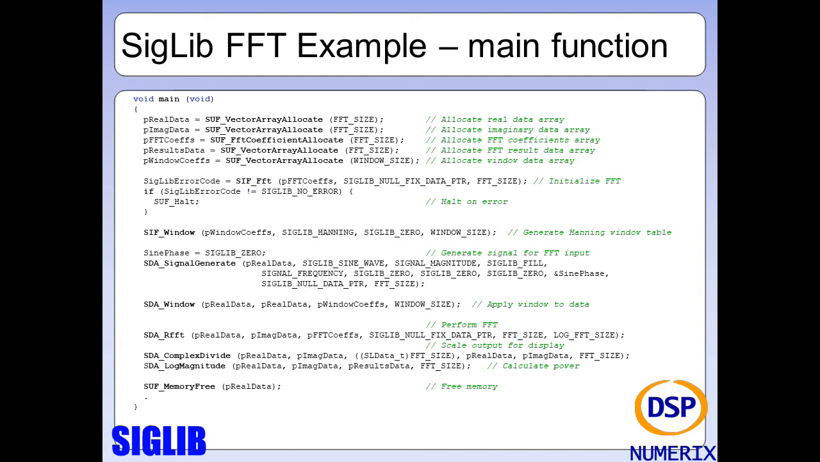Having finished all of our processing, we now need to free our memory, and so we call the SigLib utility memory free functions, and these will clear our pointers. I have not included all of the lines for freeing up the memory in this example because I was running out of space on the page.